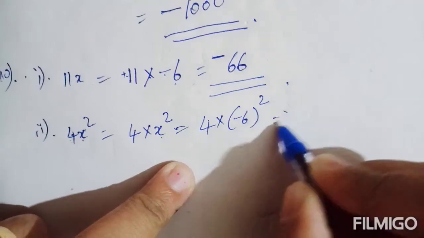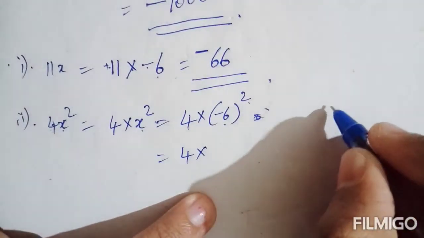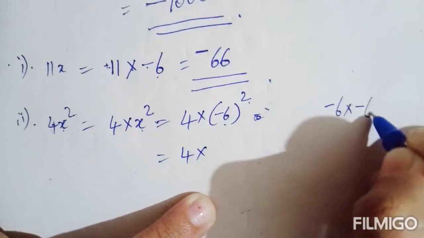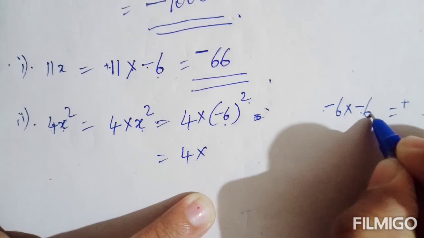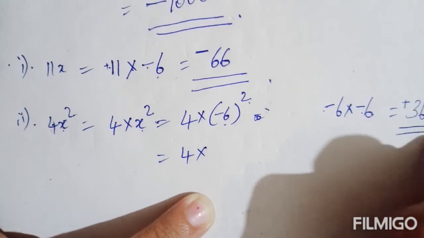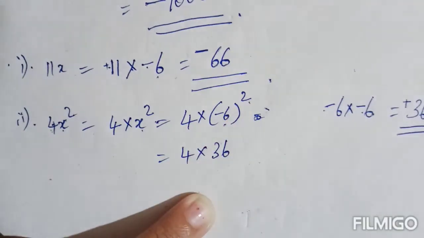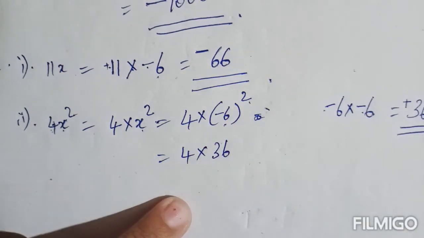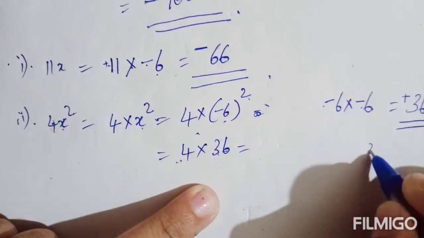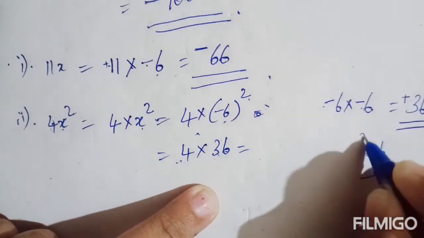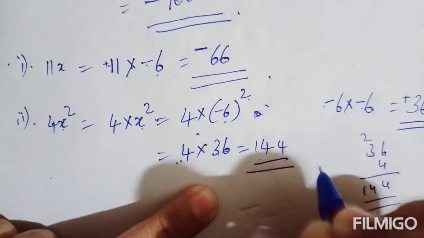So 4 into minus 6 whole square means minus 6 into minus 6. Negative into negative it is positive. 6 into 6 it is 36. Positive 36, or simply 36, will be minus 6 whole square. Now we can multiply 4 into 36. So 36 into 4 you will get 144. So that will be the answer.